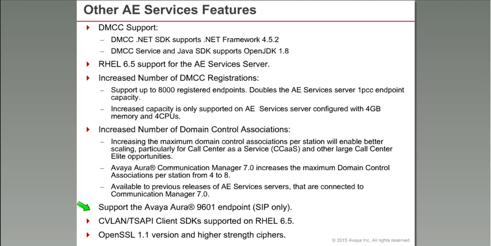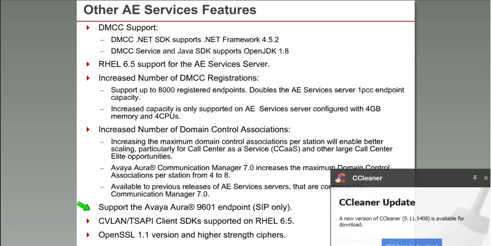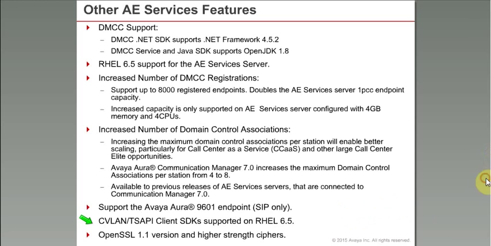We support the 9601 endpoint, SIP only, and the CVLAN or TSAPI client SDKs supported on Red Hat Linux 6.5, and OpenSSL 1.1 version and higher strength ciphers.